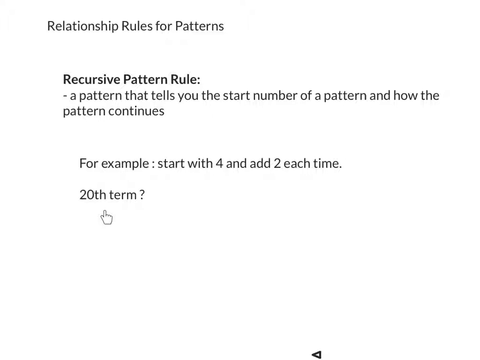So what is the easier way of trying to figure out this answer? So just know that a recursive pattern rule is when we know how to start and how we know how to continue. This way just takes a really long time. So let's try to figure out another relationship rule for patterns.